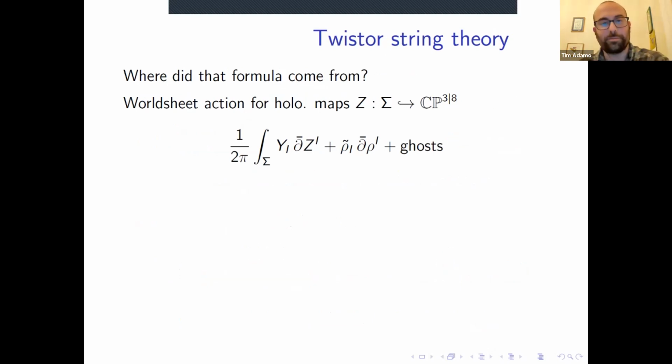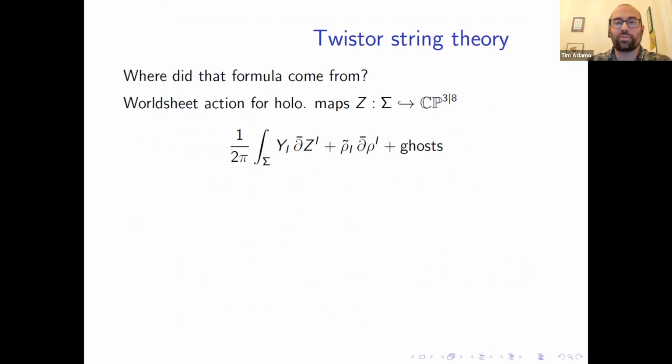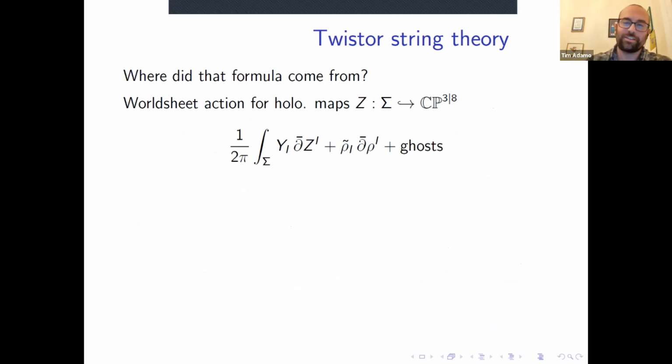So where did that formula come from? Well, it came from some world sheet theory governing these holomorphic maps from a Riemann surface into twistor space. We can supersymmetrize CP3 just to make our lives easier. Since everything's at tree level, that's really just a cosmetic simplification, nothing more. These world sheet theories take the following form. They're first order chiral theories, where this Y acts as a Lagrange multiplier, enforcing the holomorphicity condition of the map.